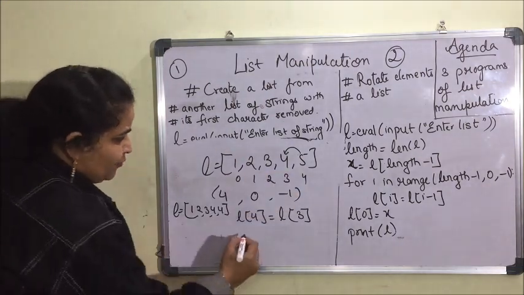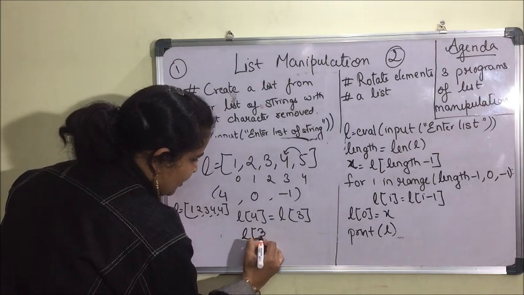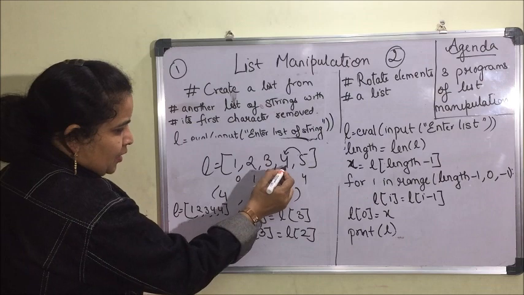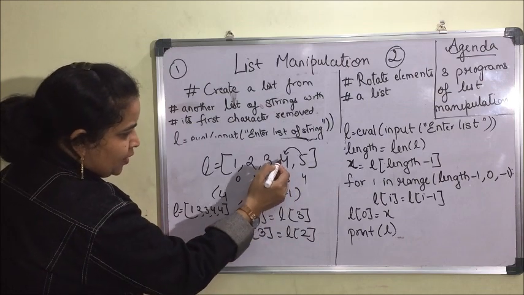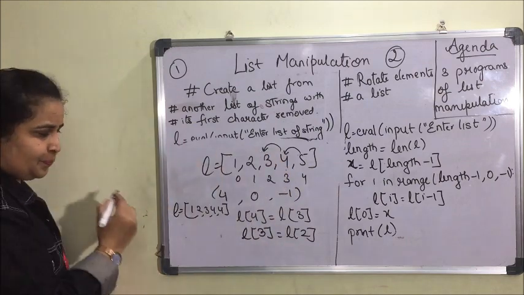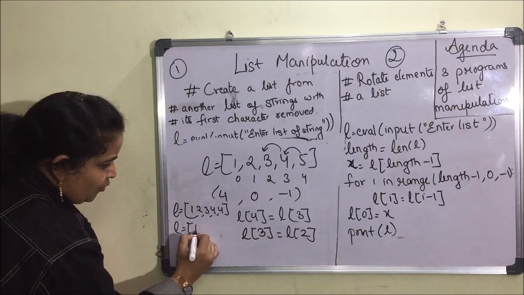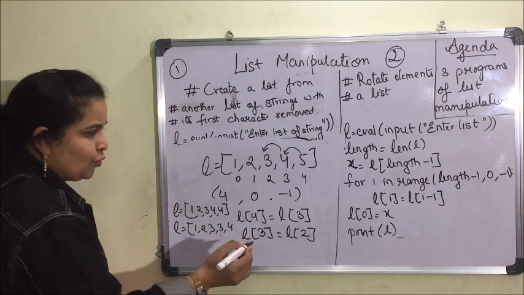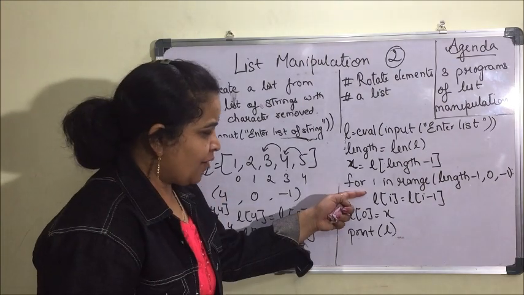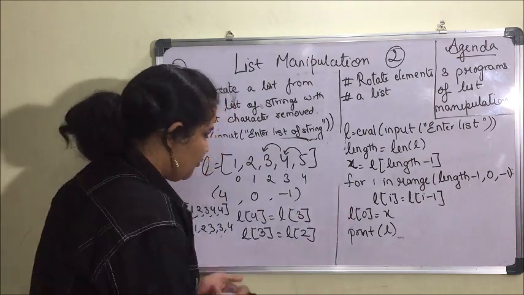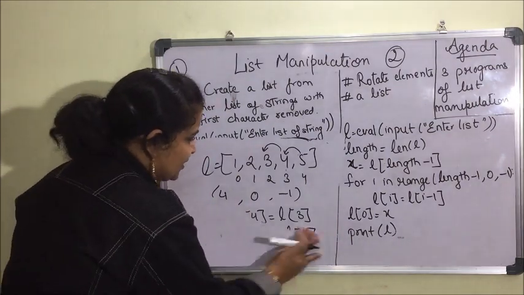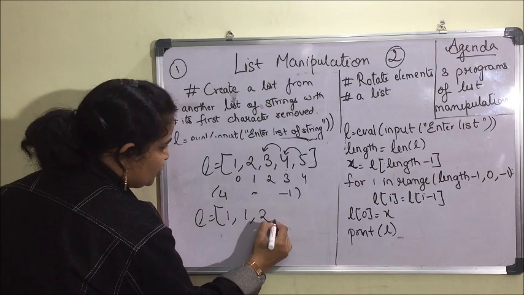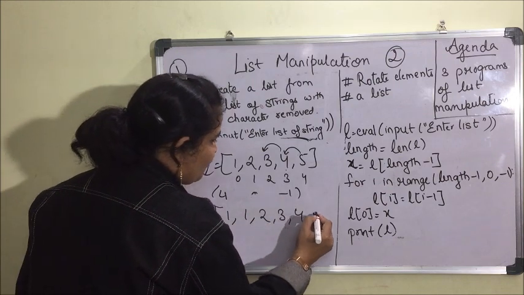In the next iteration, the value will be L of 2, which means this 3 will be 2. The value of the list will be 1, 2, 3, 3, 4 and so on. So after execution of this loop, the final list we will get is 1, 1, 2, 3, 4, 5.